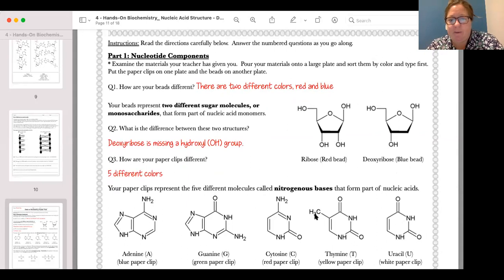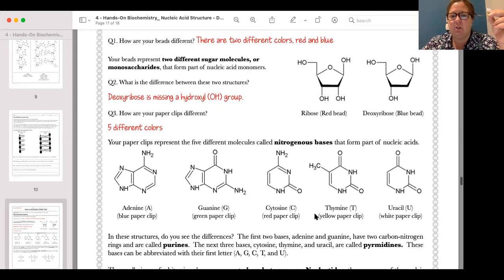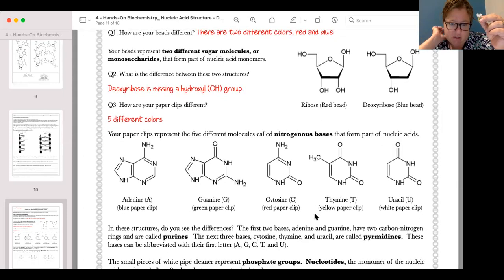So how were our beads different? They were 2 different colors, and your beads represent 2 different sugar molecules, or monosaccharides. They had ribose and deoxyribose. Ours were clear and white. They had this sugar on one, ribose, and this one, deoxyribose, the clear one, on another. Deoxyribose is missing a hydroxyl group, so it's missing an oxygen, deoxy, so the OH group is missing.